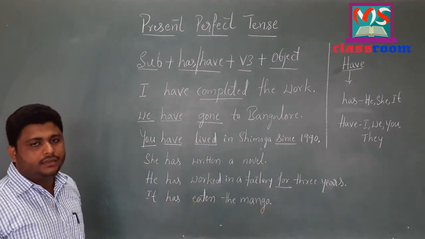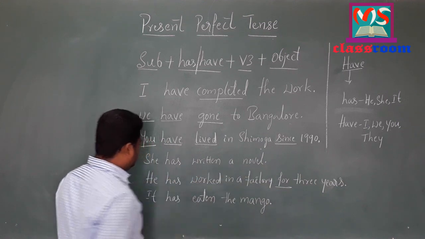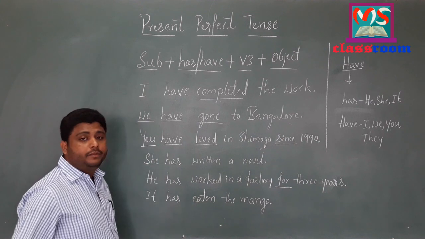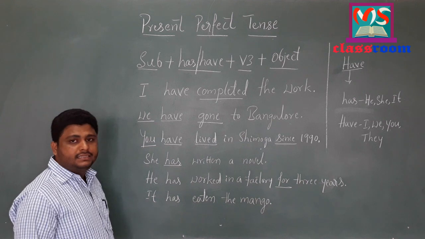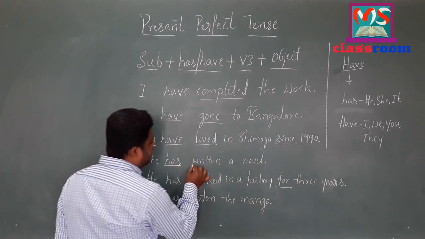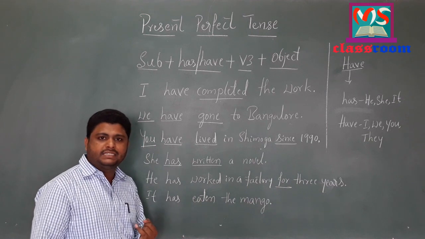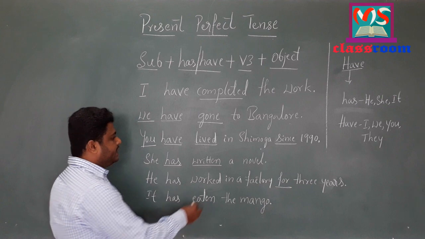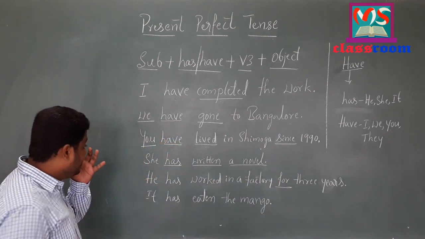Now let us move to the next example. She has written a novel. Look at here. The subject is third person singular. Accordingly, I have used has, and then the past participle form of the verb, that is write in present tense, wrote in past tense, written in past participle form. A novel is the object.